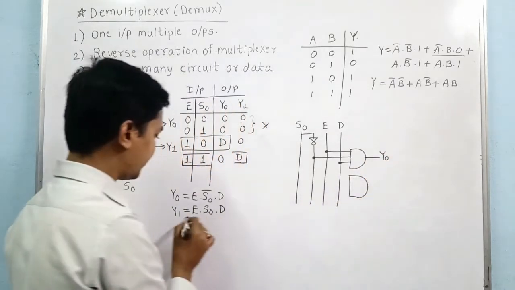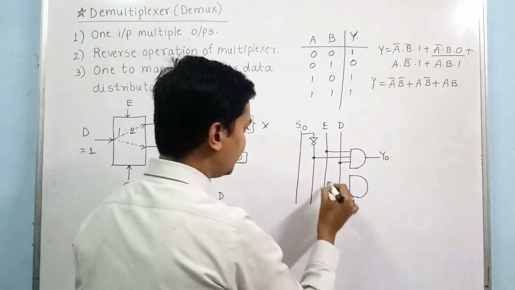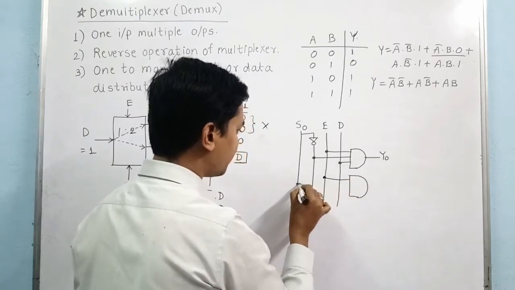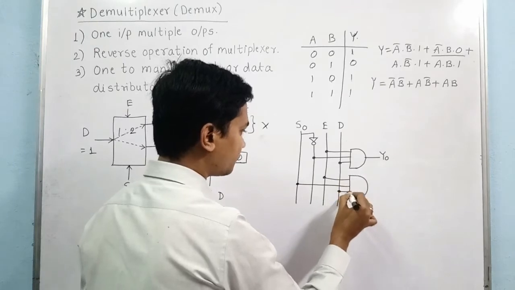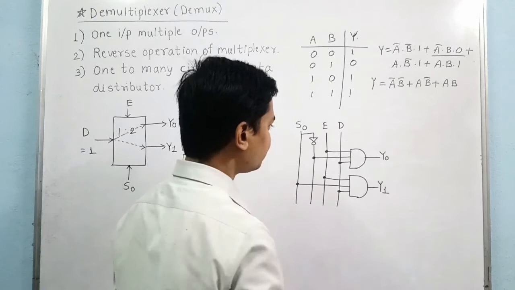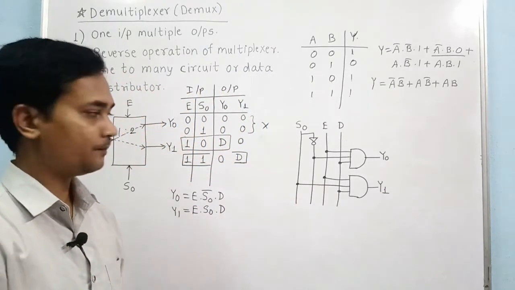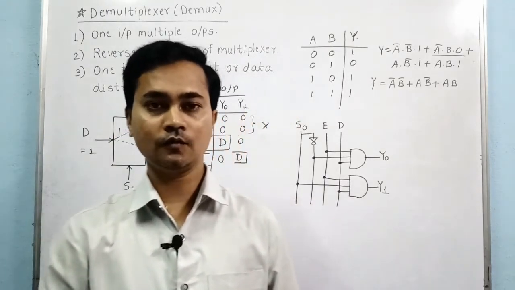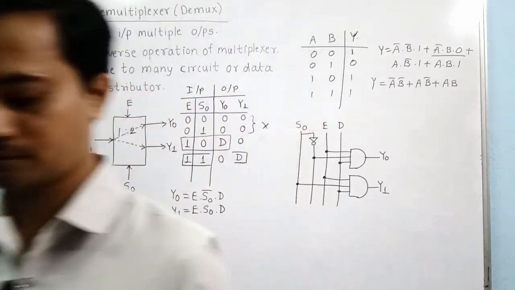Now for the second output, E into S0 into D. So E, into S0 means we take directly from S0, and D. So it will give you Y1. So this is how we can implement the demultiplexer. Now we will see how to implement the 1:4 demultiplexer.